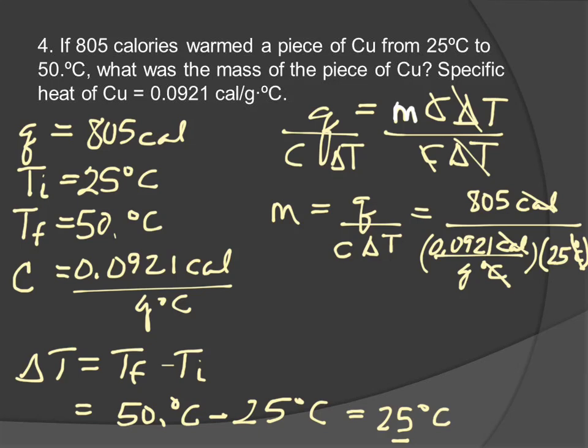Okay, calculator. 805 divided by 0.0921 divided by 25. So the calculator shows me that the mass is 349.6199783 grams, right?